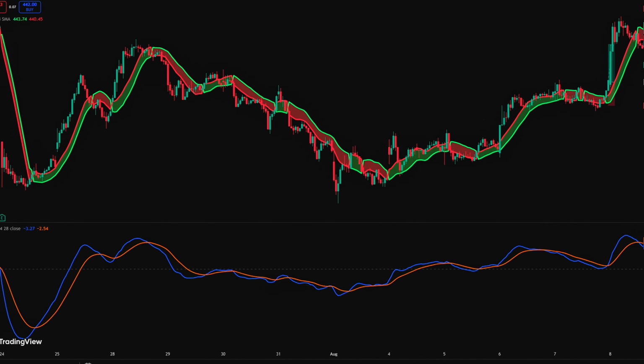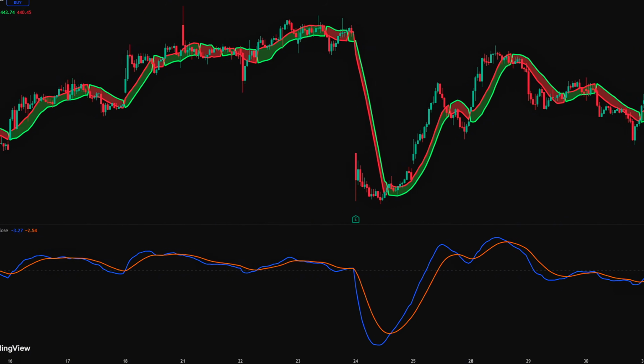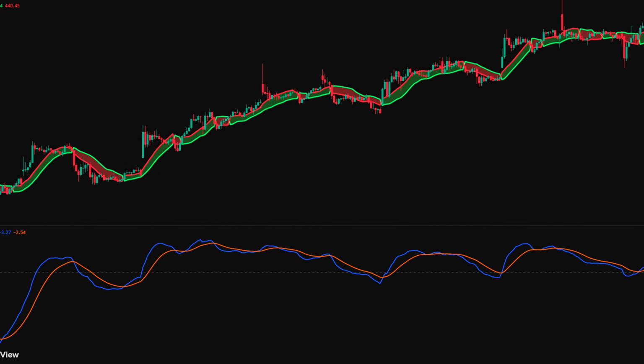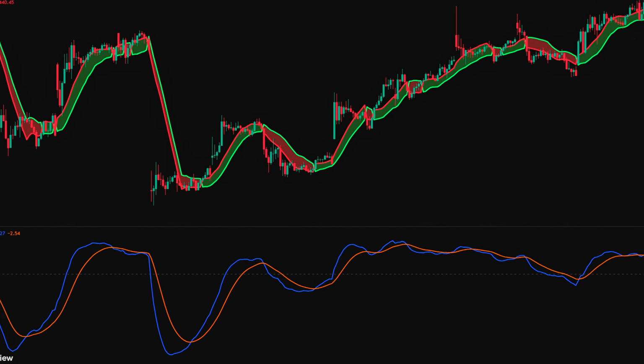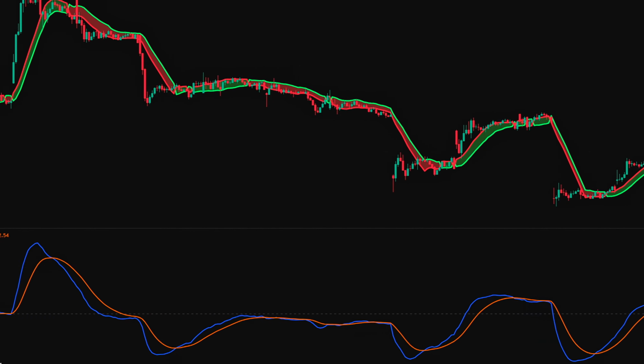In this tutorial, I'll show you exactly how to set them up, how to adjust the settings for better accuracy, and how to execute trades with clear rules. We'll then walk through multiple real chart examples so you can see exactly how it works. Stay with me until the end. This could be the breakthrough you've been waiting for.